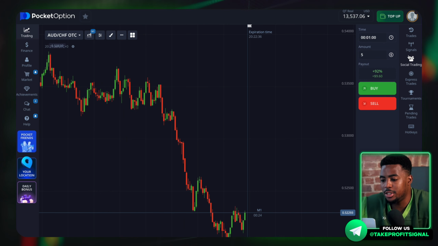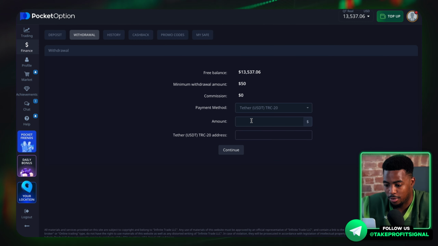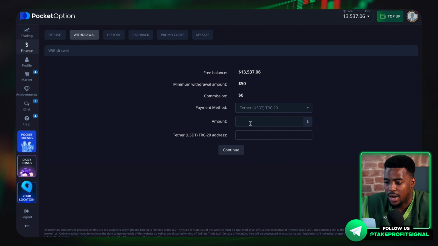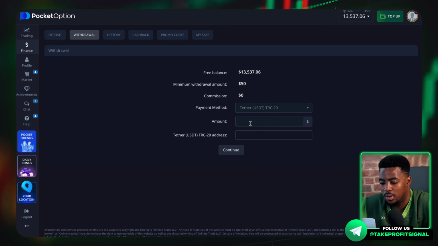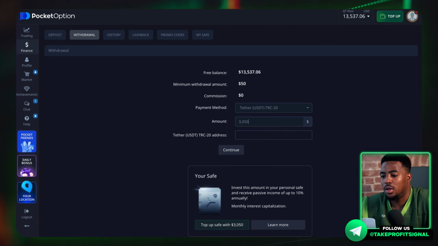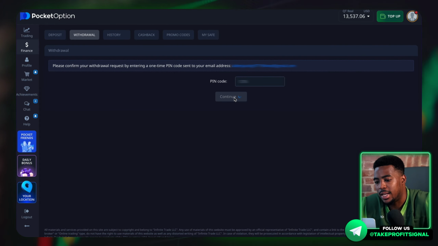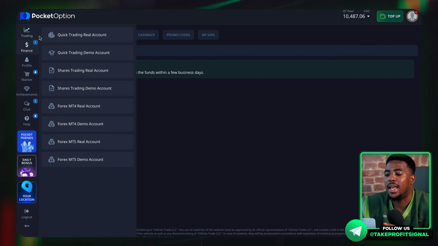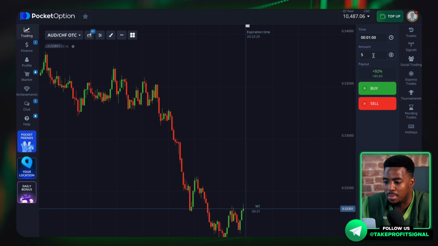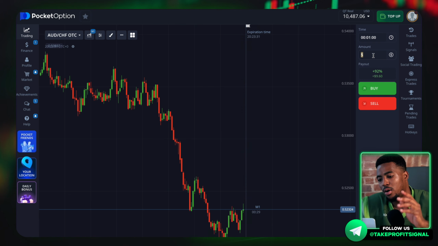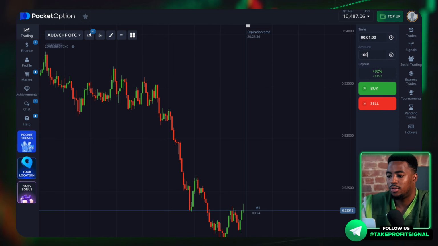In order to make it easier for me to trade, I'll probably withdraw some of my money so that it's easier for me to count. I know that my client's minimum balance is $480, so I will withdraw about $3,050 from my account. So I entered the code from the mail, I click continue, and now I have $10,487 in my balance. I will trade as if I have $480 in my balance right now. I specifically withdrew the money so that it would be more comfortable for me to count.